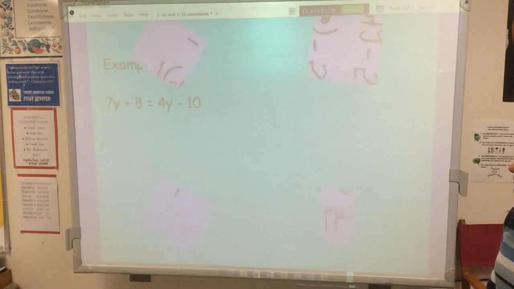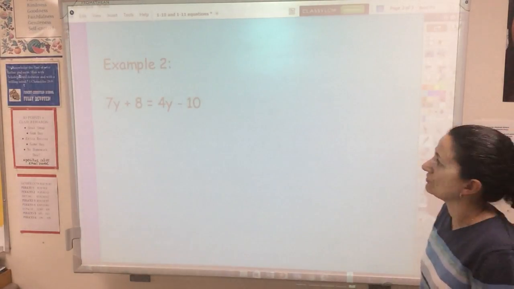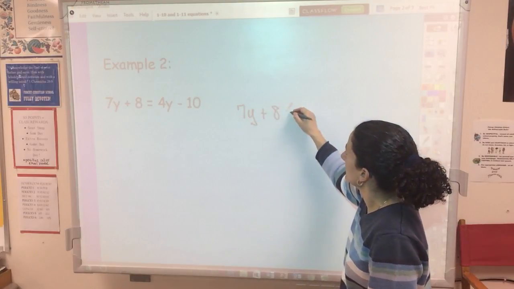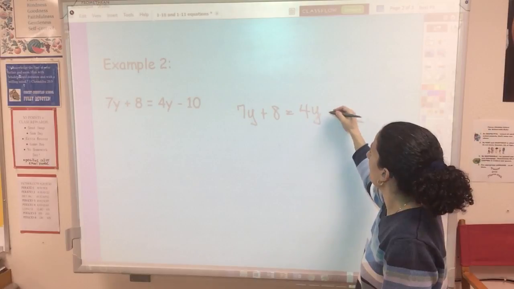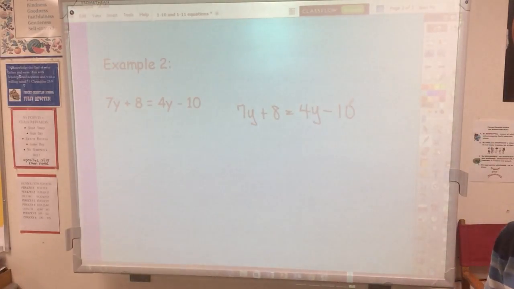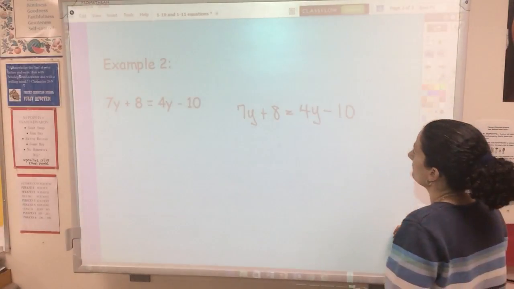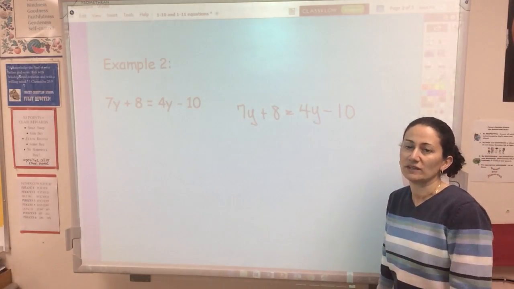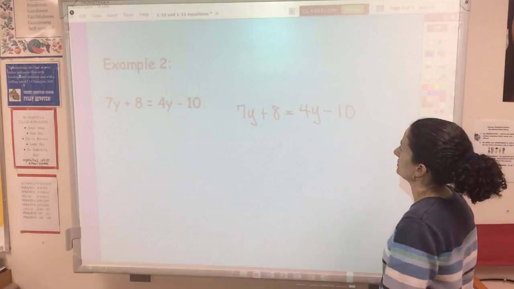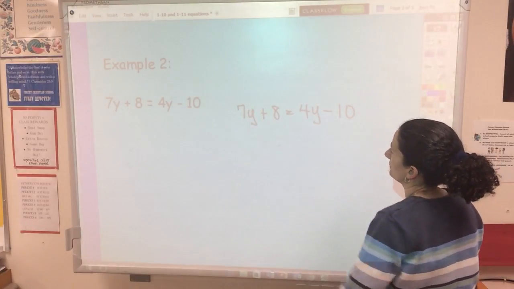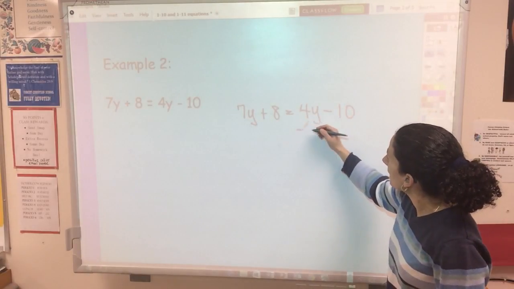Let me show you one more. Look at one more example. Make sure you're writing this down. 7y plus 8 equals 4y minus 10. Again, there's several ways that you could show your work to solve this problem. I'm showing you how to combine the variable terms onto one side of the equation and then proceed to solve it as a two or multi-step equation. In this one, I'm going to move the 4y over here to the left. I'm going to do that by subtracting it here.